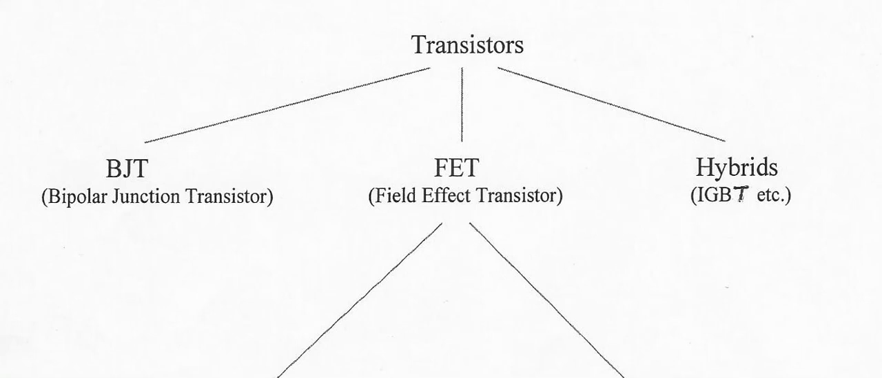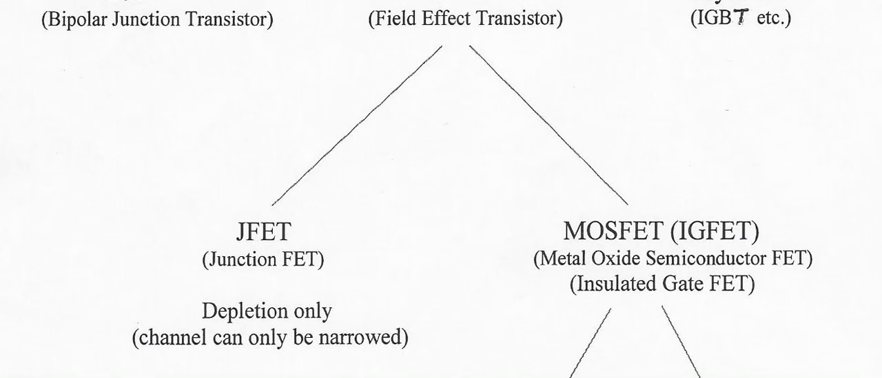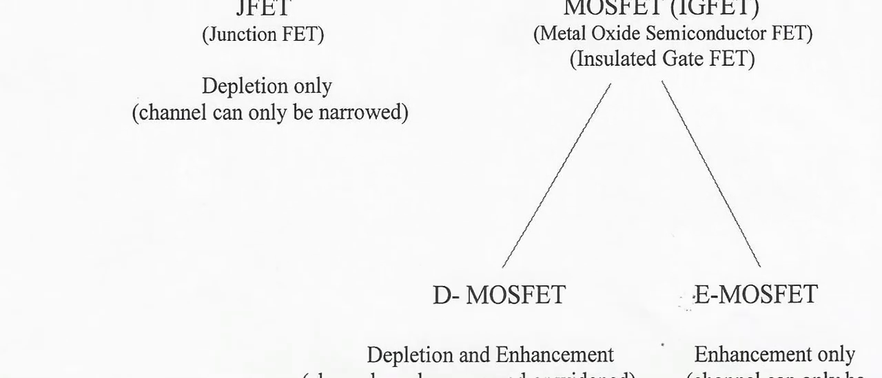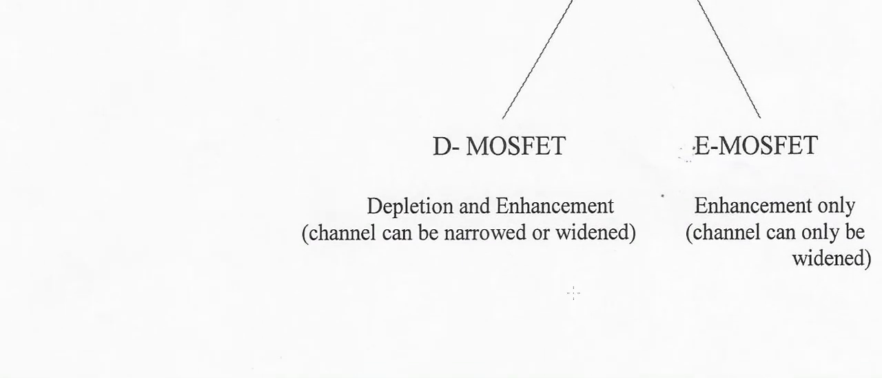Now we can take the FET category and subdivide that into JFETs and MOSFETs. Like we said, the JFET is depletion only. It has a channel and it can only be narrowed. With MOSFETs, we can split that into D-MOSFETs and E-MOSFETs. D-MOSFETs have a channel that can be depleted or enhanced, narrowed or widened, and E-MOSFETs only can be widened. There's no channel that exists until you start applying some voltage.